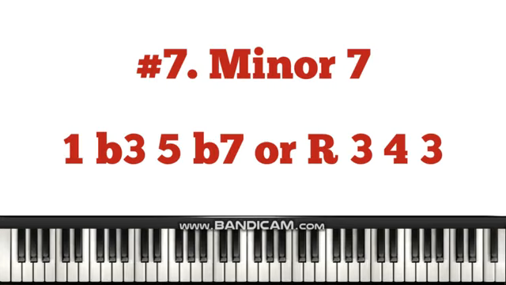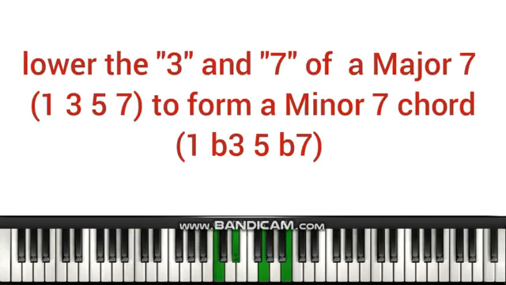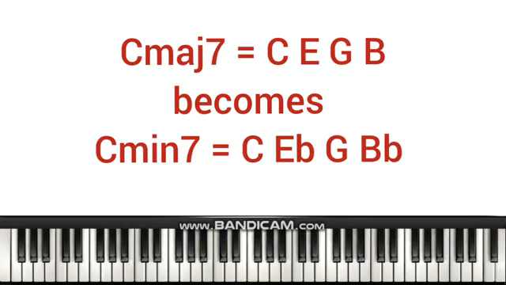The next chord is a minor 7th. So a minor 7th chord has this formula. So when you form a major 7 chord, you lower the 3rd and you lower the 7th. So you lower the 3rd and the 7th, then you have a minor 7th chord.